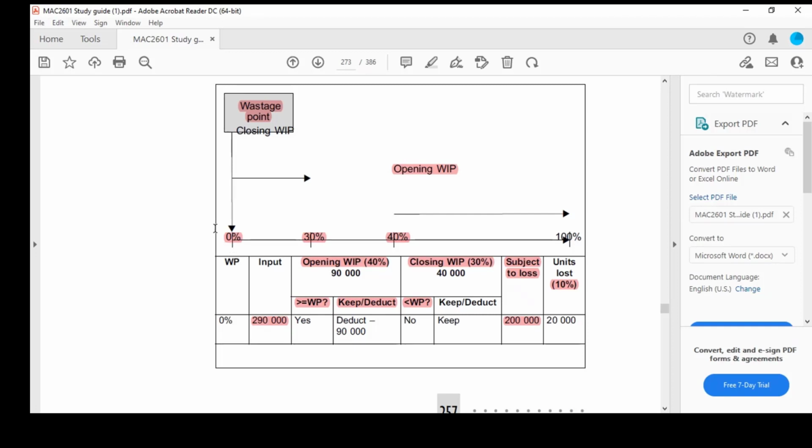Okay, so let's put it into hypotheticals. Take a hypothetical scenario. Say it was 50% and your opening WIP is 40%. So your opening WIP hasn't passed that stage of completion. So then you bring it into the account, and the fully 290,000 units will be subject to wastage calculation.